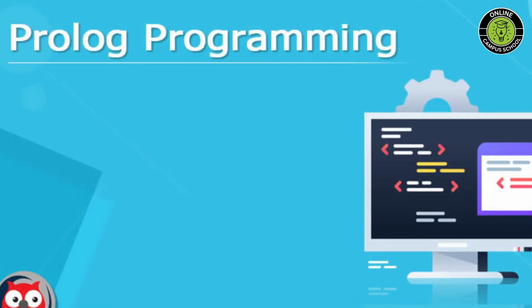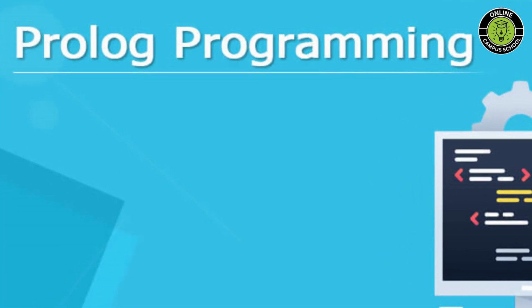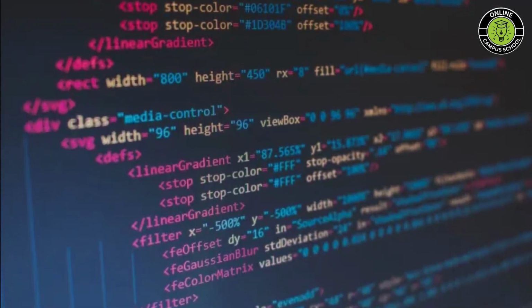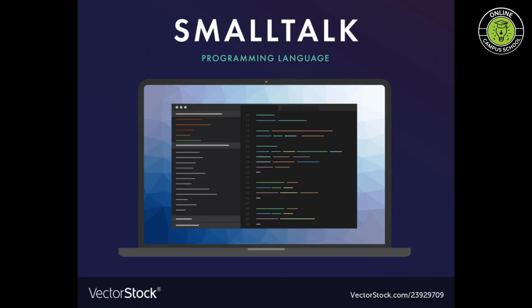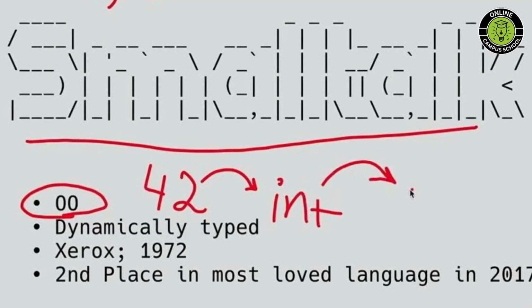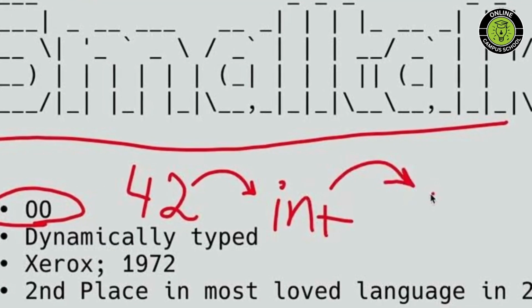7. Prolog. Emerged in 1972 and was a leading language for artificial intelligence research, known for its use of logic programming. 8. Smalltalk. Was made in 1972 and was one of the first object-oriented languages, developed at Xerox PARC, which influenced the development of later object-oriented languages, such as Objective-C and Java.